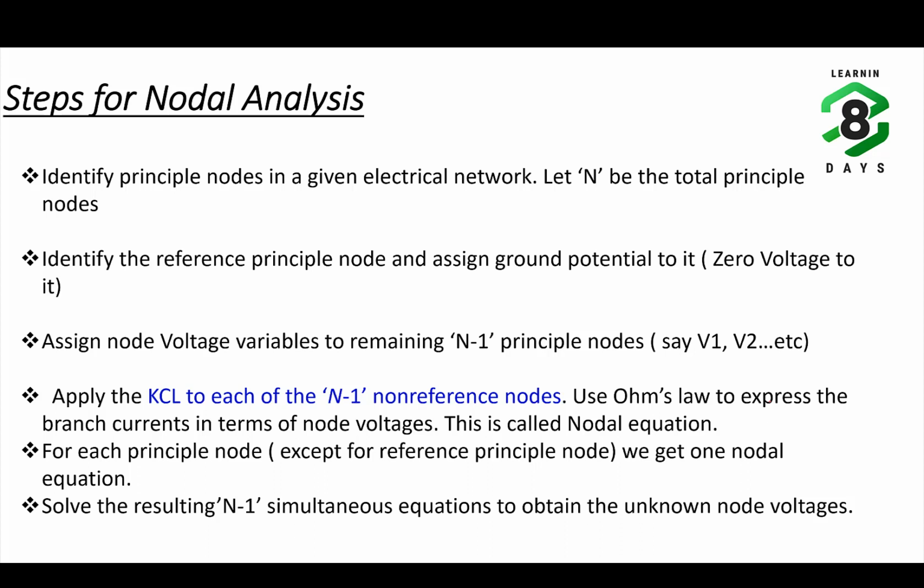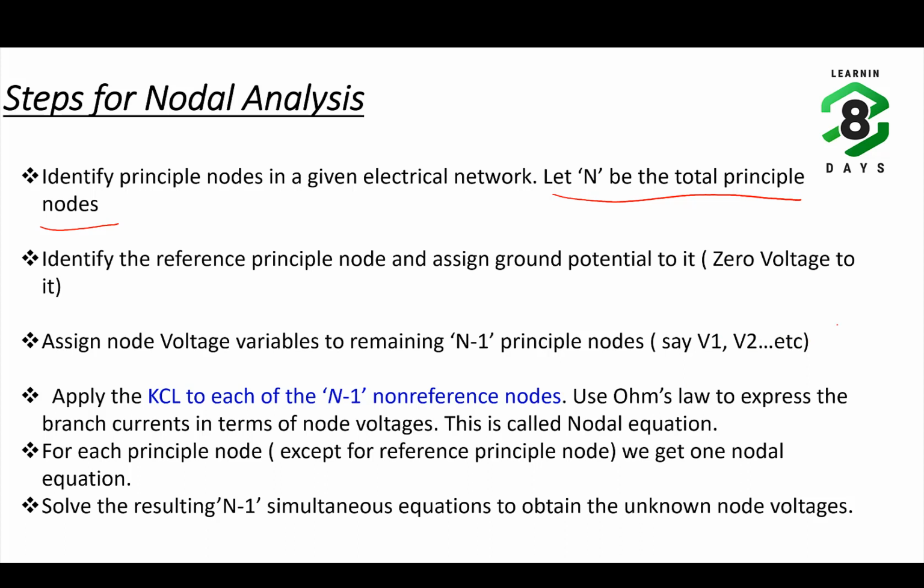The first step in nodal analysis is to identify the principal nodes in a given electrical network. For example, let us say capital N is the total number of principal nodes present in an electrical network. The second step is to identify the reference principal node and assign 0 voltage to it. So out of N principal nodes, one principal node will be the reference node. Identify it and assign 0 voltage to it. For the remaining N-1 principal nodes, assign voltage variables V1, V2, and so on.